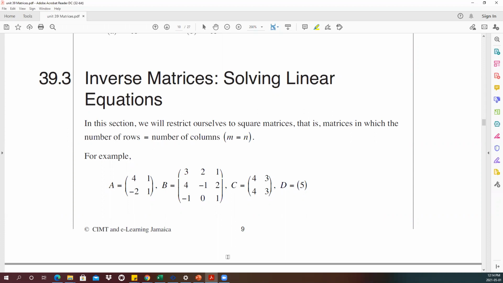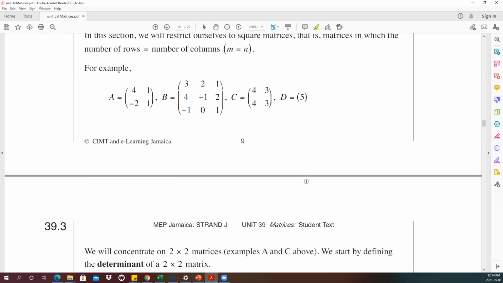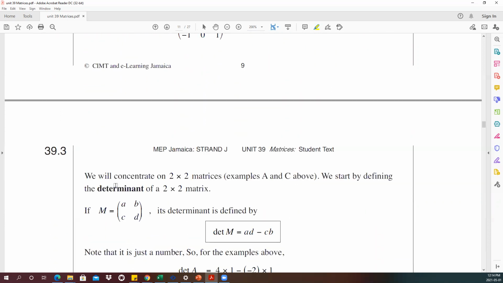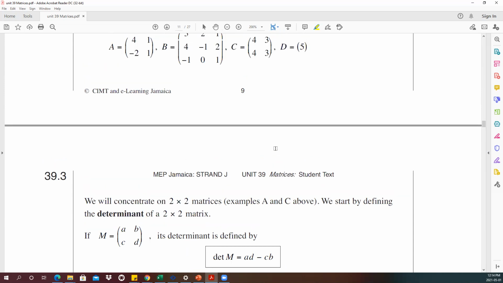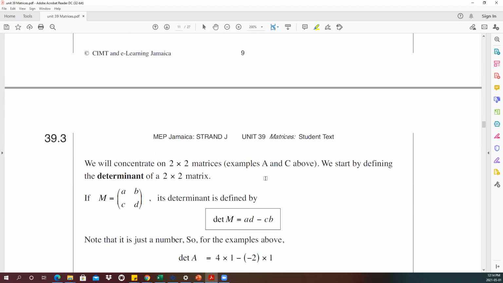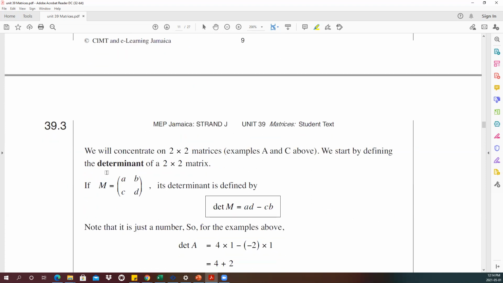So in this section, we will restrict ourselves to square matrices. That is, matrices in which the number of rows equals the number of columns. For example, this is a 2 by 2, this is a 3 by 3, this is a 2 by 2, this is a 1 by 1. We will concentrate on 2 by 2 matrices, examples A and C above. We start by defining the determinant of a 2 by 2 matrix.